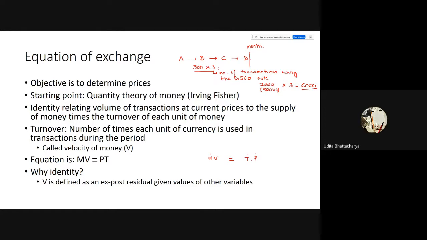Sir, can you explain the change in V, like the increase or decrease in V once again? Okay, for convenience, I am assuming that price is 1.